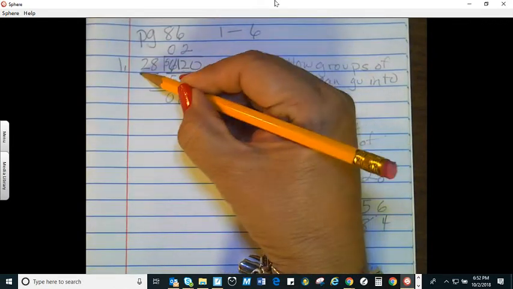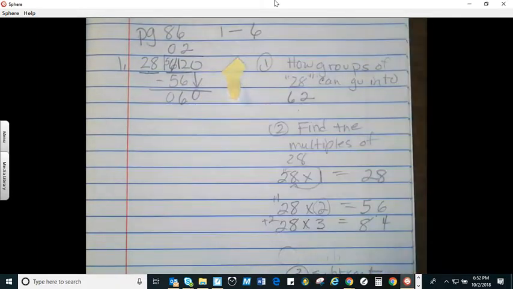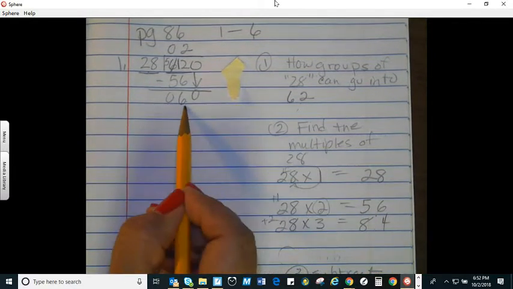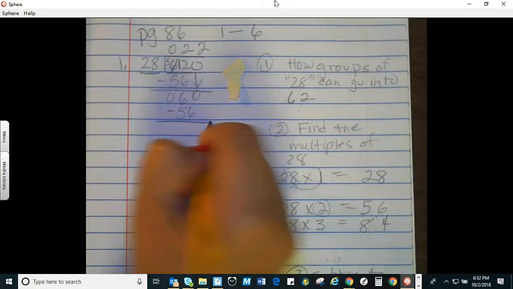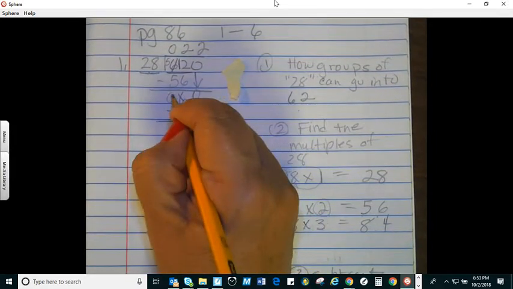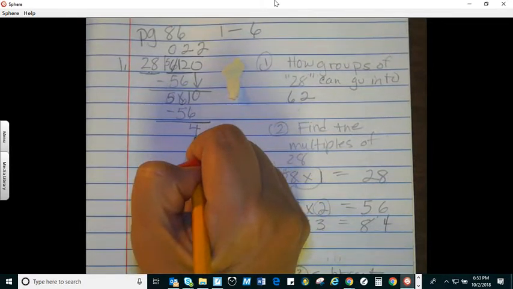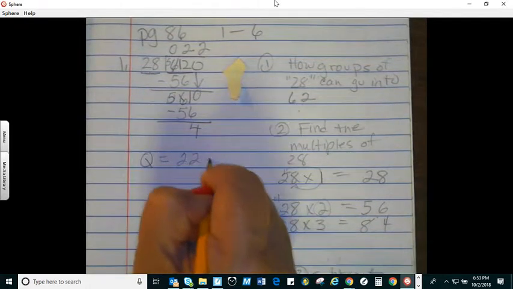And now, is 6 less than 28? Yes, it is. But I still have more numbers to bring down. So this is going to be 60. Well, look at this. I don't have to do any more. 56 is going to be the closest to 60. So it's going to be another 2 groups. I've already figured out my product, so now I can subtract it from my dividend. I have to regroup. 10 minus 6 equals 4. So the answer, my quotient, is going to equal 22 with a remainder of 4.